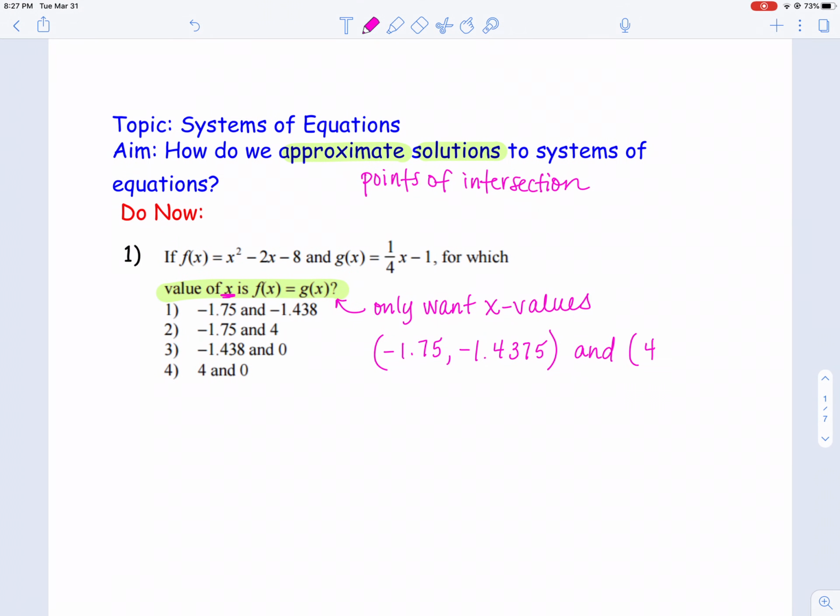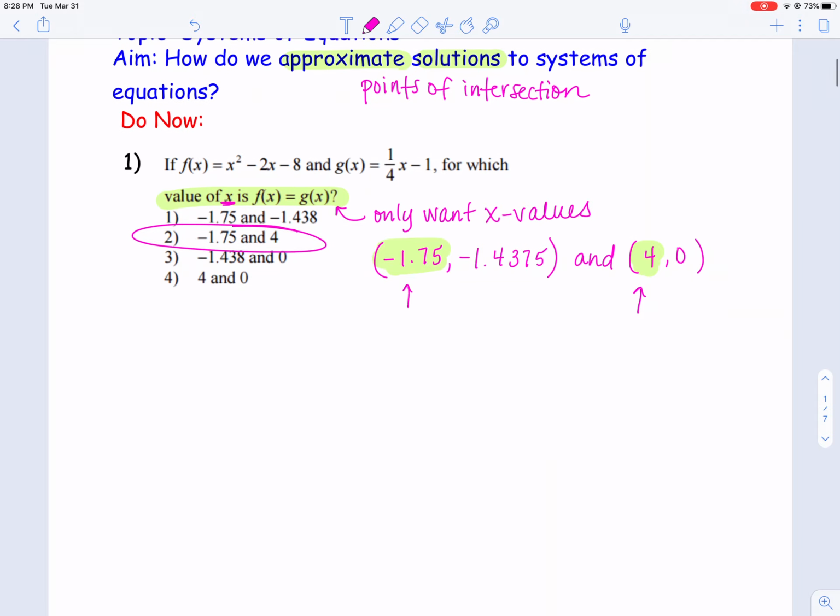Okay? So there could be a lot of confusion. These two are the solutions, but because this question is only asking for which value of x, they're looking for this value and this value, okay? And again, just take note, they want the x values, so your answer should be negative 1.75 and 4. Straight GeoGebra, straight calculator, okay?